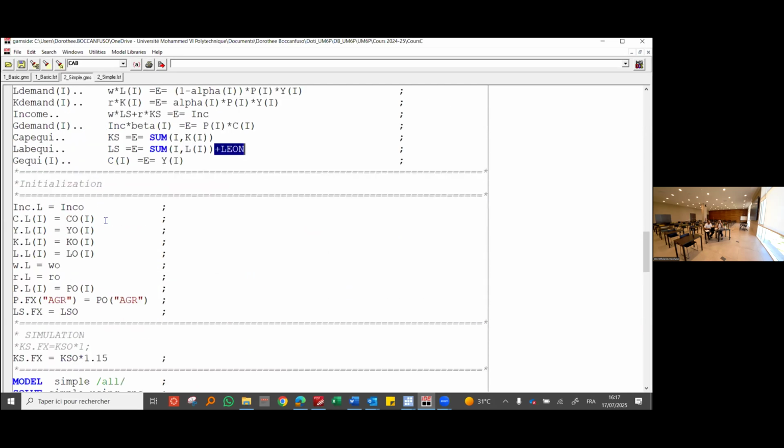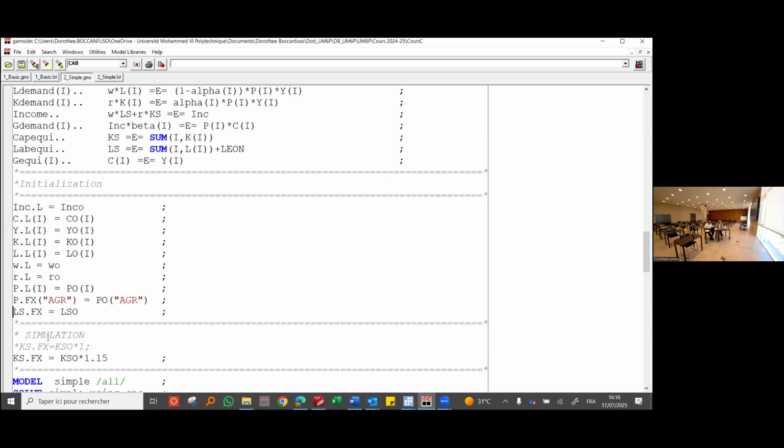After that, you have the initialization. Here, the means to initialize is to take the variables and put L for level and Fx for fixed. L is for endogenous variables and Fx for fixed is for exogenous variables. If you remember the presentation, the three variables fixed in the model are the price of one good, here agriculture, and the price of the agricultural sector is fixed, the supply of labor, and the supply of capital here.